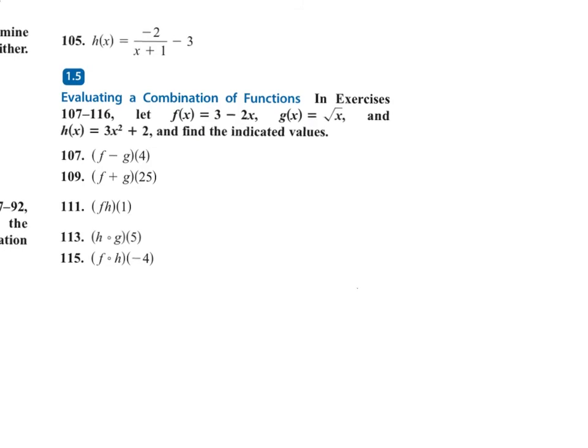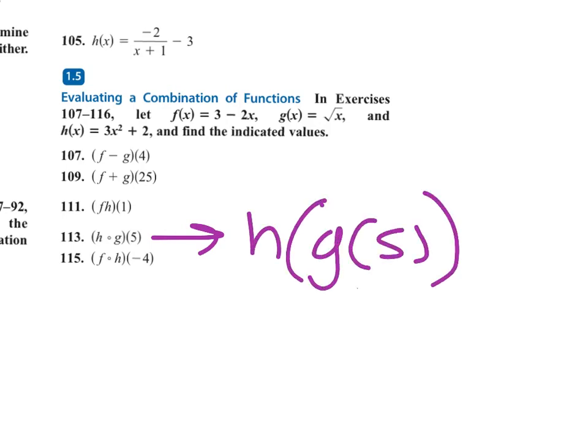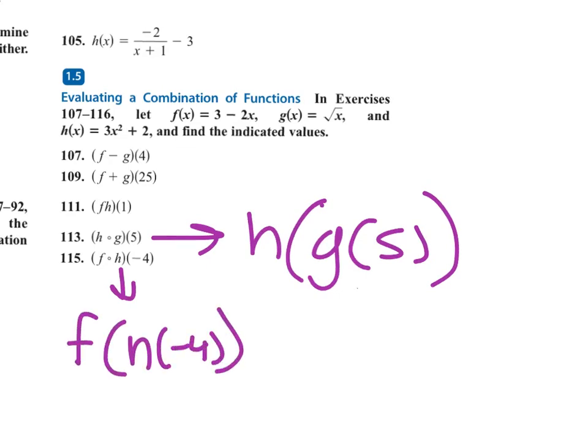All right, 1.5 was all the composite functions. So finding f minus g, f plus g, f times h of 1, and then h of g of 5, and f of h of negative 4. So remember with the composite functions, this one I would do h of g of 5. I would find g of 5 first, and then take it and plug it into h. And then f of h of negative 4. So I'd plug negative 4 into the h and then take that answer and plug it into the f.